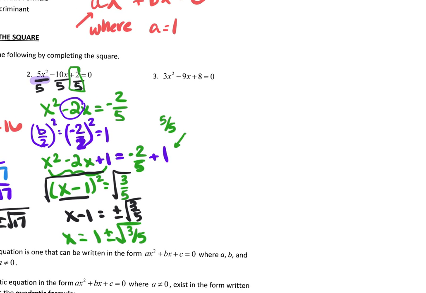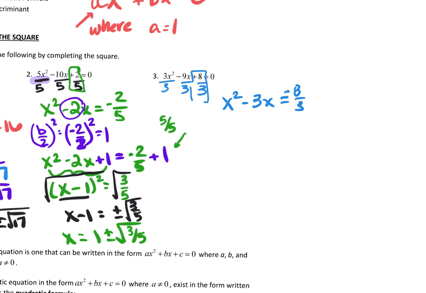So the last one, 3x squared minus 9x plus 8. Again, we're in that same predicament where we don't have the x squared as a 1. So we divide everything by 3. And we get this, x squared minus 3x plus, and again, I'll move that over. So when I move this over right here, change the sign. So that's just minus, that's equal to a negative 8 over 3.